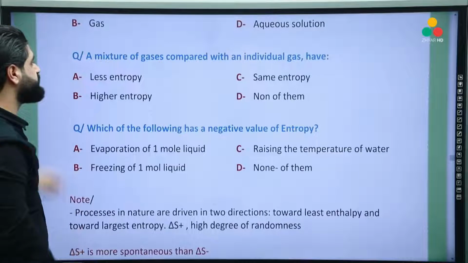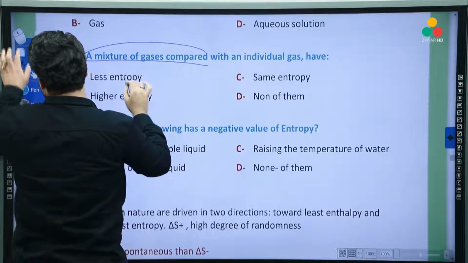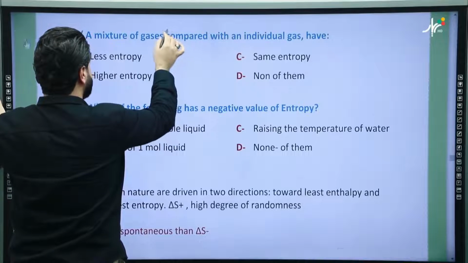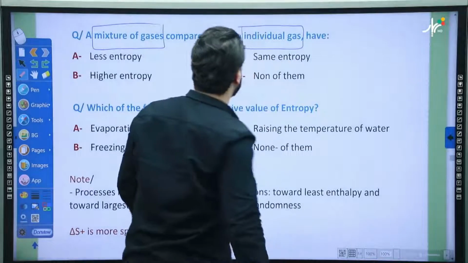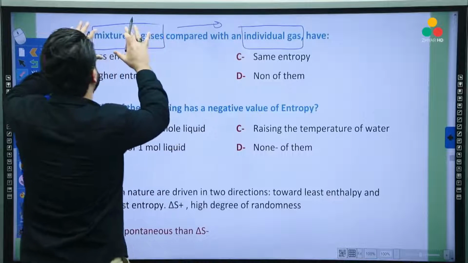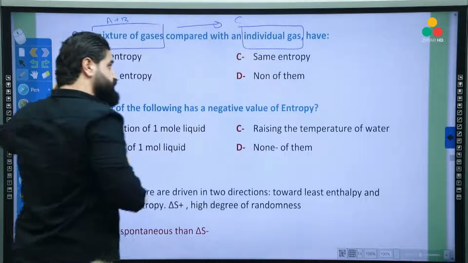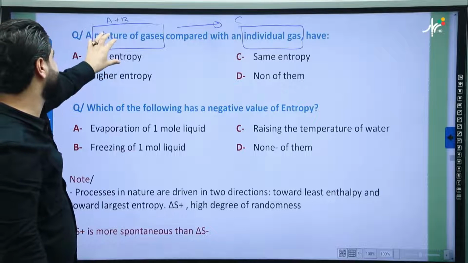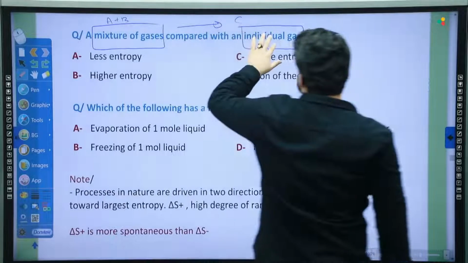A mixture of gas compared to an individual gas. Please understand. Here we have a mixture of gas, and here we have an individual gas. Suppose that we have a reaction. Here we have a mixture of gas, A plus B. Here we have one gas, C. So we can go with the number of moles. A mixture of gas, of course, has higher entropy compared to an individual gas. The individual gas has less entropy than this.